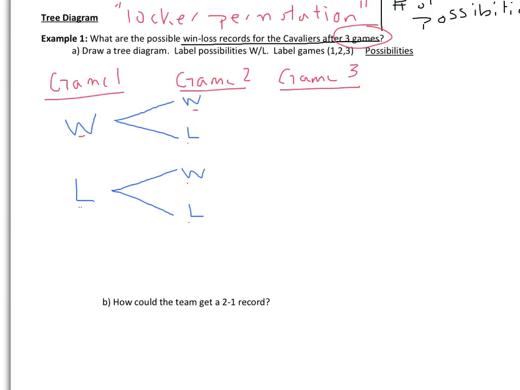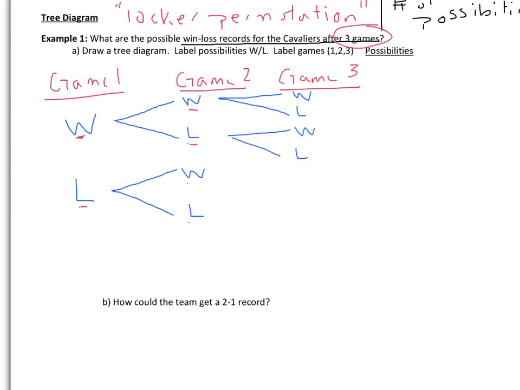Now we're talking about 3 different games happening. So if they won the first game and they won the second game, on the third game they could either win or lose again. If they won the first game and they lost the second game, then the third game they could either win or lose.